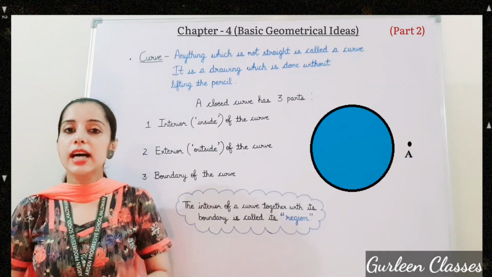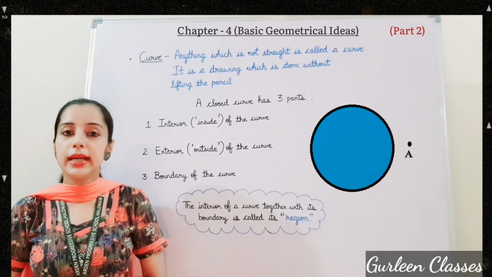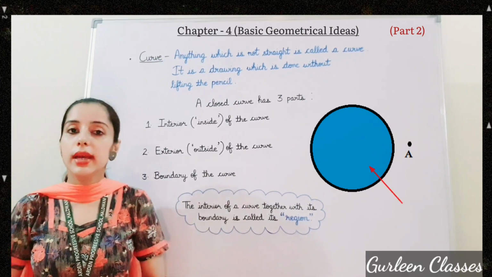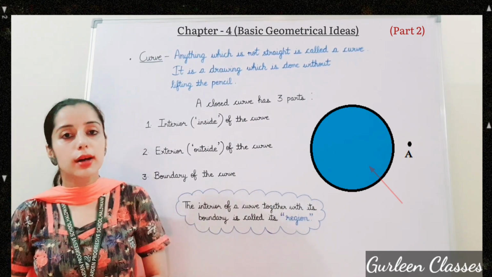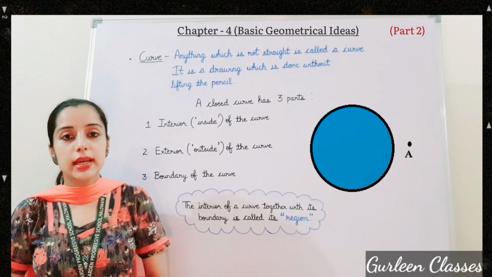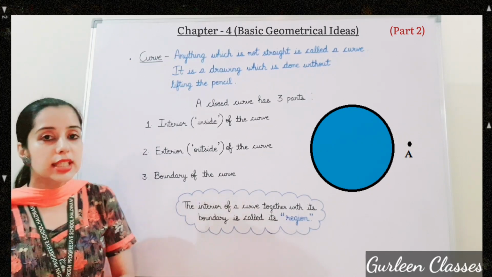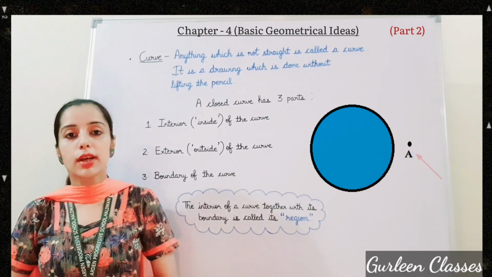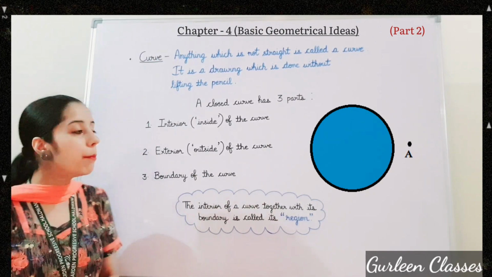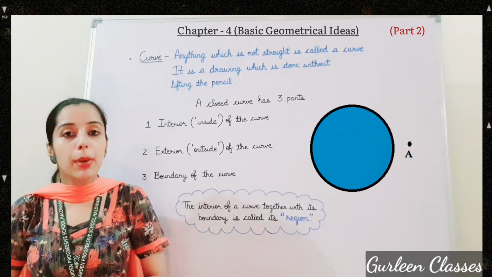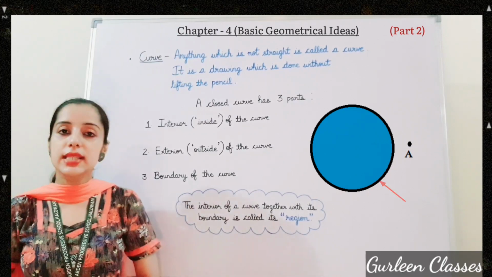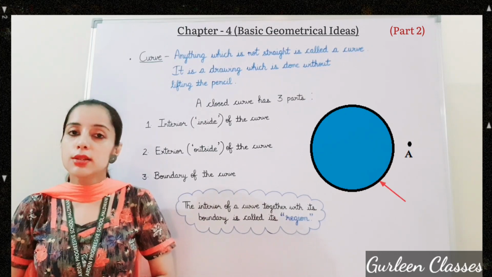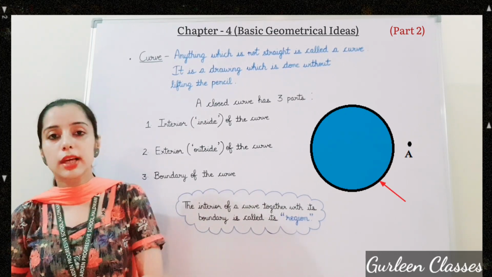A closed curve has three parts. Number one, interior, inside of the curve. In the figure, this blue color area is the interior of the curve. Number two, exterior, outside of the curve. As you can see, point A is outside, so it is the exterior of the curve. Number three, boundary of the curve. This black line you can see divides the interior and exterior of the curve.